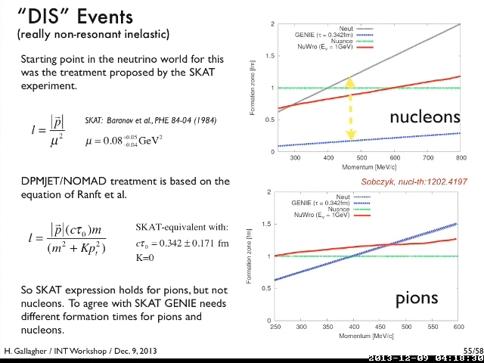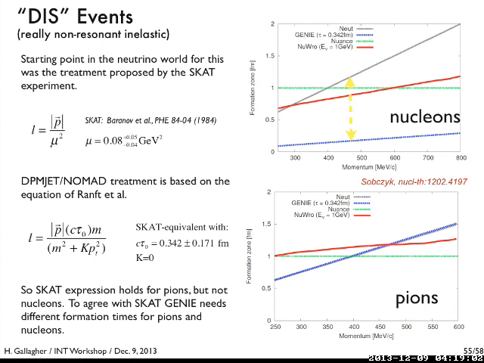For the DIS events, or really the non-resonant inelastic events, in most generators, the first push to put this kind of physics in came from, although it was well known in electron scattering and charged lepton scattering, the results of the SCAT experiment, which gave, at one of the first NUANTs, a very, very simple parameterization of the kind of free step that you need to put into an internuclear cascade to get good agreement with their data.